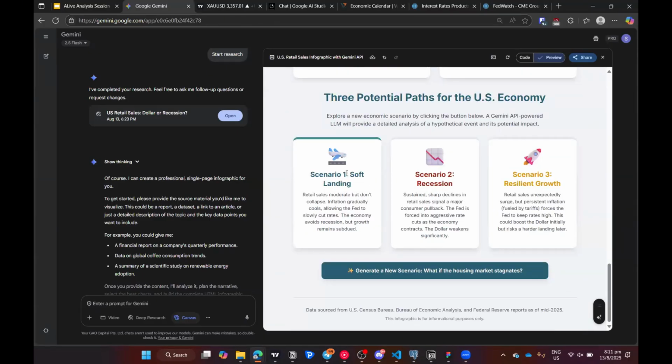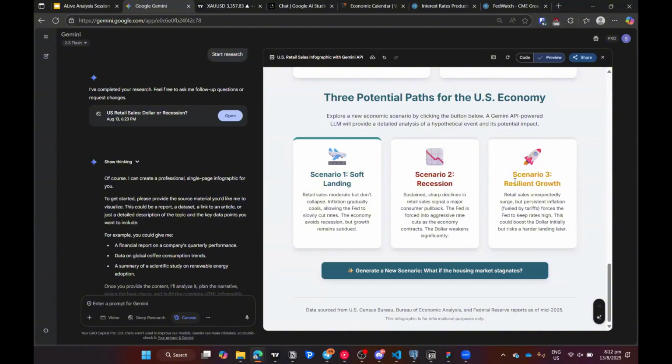Scenario one, that's the key thing that everyone's hoping for, a soft landing. A soft landing includes retail sales being moderate. That means there's sufficient demand for goods and services. However, inflation decreases down to 2% and allows the Federal Reserve to slowly cut rates to stimulate growth again in the economy. Now, in the second case, there's plummeting retail sales. The labor market is weak, taken over by AI. Then the Federal Reserve is forced to cut rates, and that will lead to increased borrowing. And when increased borrowing happens, your US dollar will fall or weaken significantly.